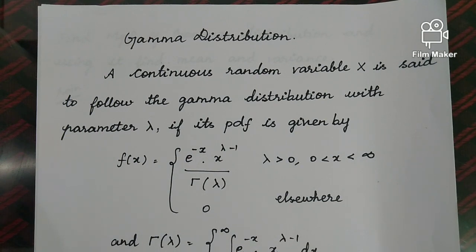In the last class, we discussed the binomial distribution, Poisson distribution and geometric distribution. These three come under the discrete random variable, and the gamma distribution comes under the continuous random variable.